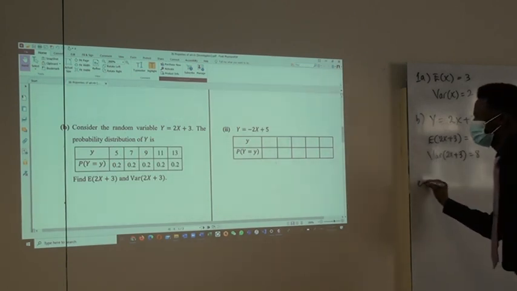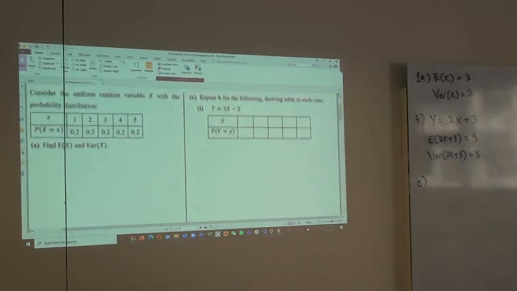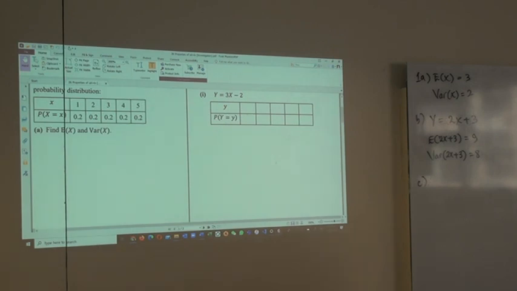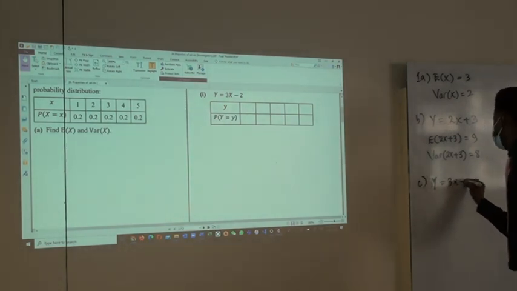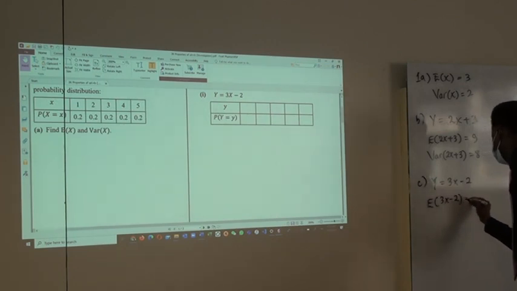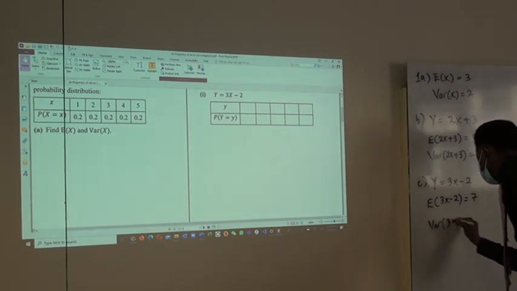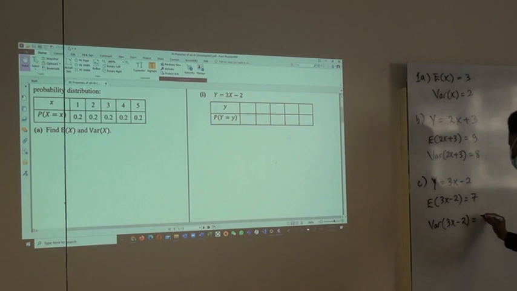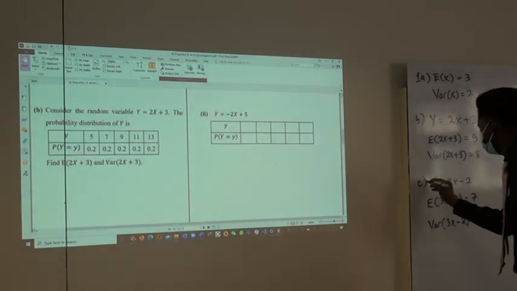So let's look at C. In C1, I ask you to repeat the same thing. This is when y equals 3x minus 2. What is the expectation of 3x minus 2? 7. And the variance of 3x minus 2? 18. Speak louder, please. 18. Okay. I think there is one more. No, this is C1.